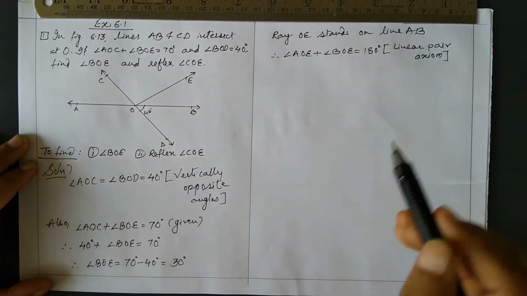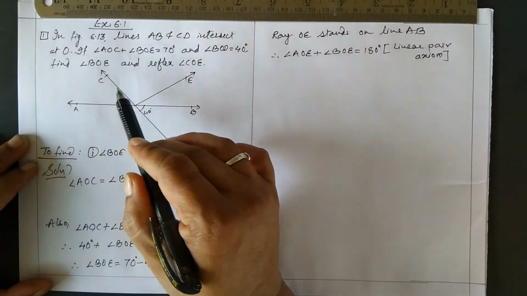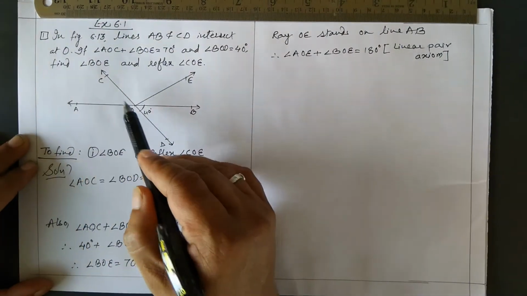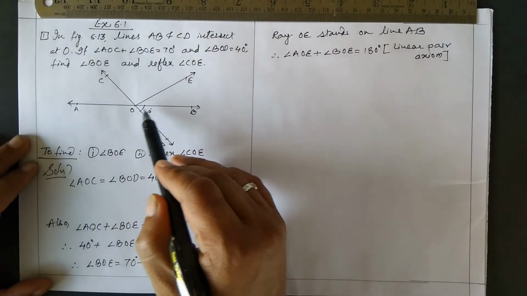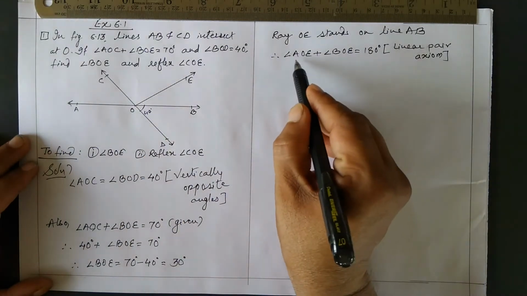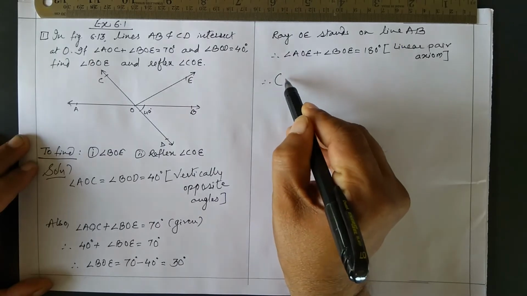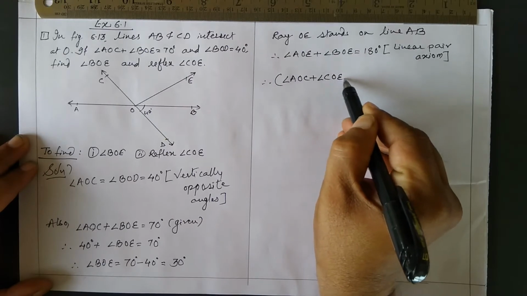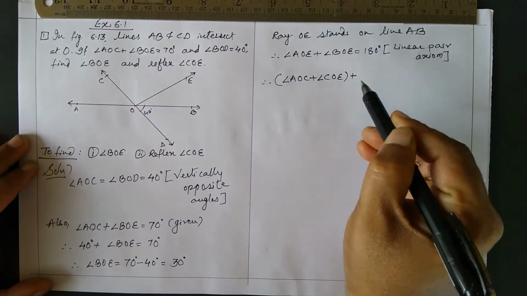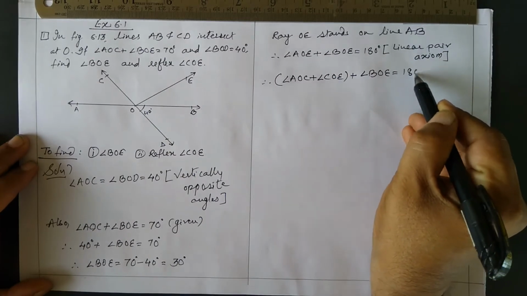Now if you observe carefully, angle AOE is formed by angle AOC and COE. So angle AOC and COE are adjacent angles. They are not forming a linear pair. Remember, AOC and COE, OC is a common ray. So how will I write angle AOE? Therefore I can write angle AOE as bracket angle AOC plus angle COE, bracket close, plus angle BOE is equal to 180 degrees.